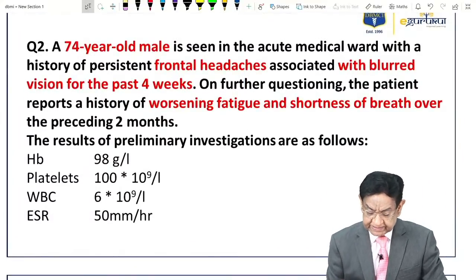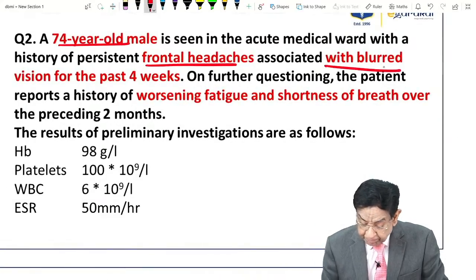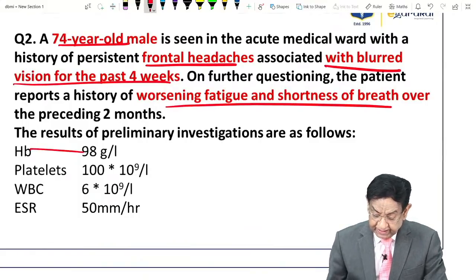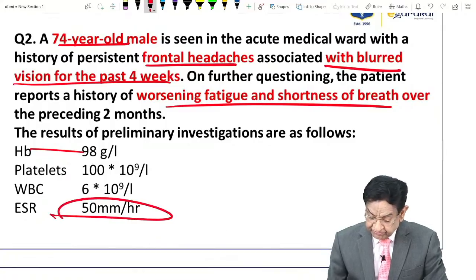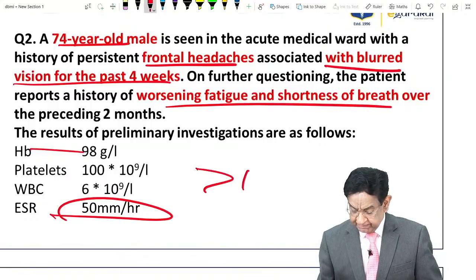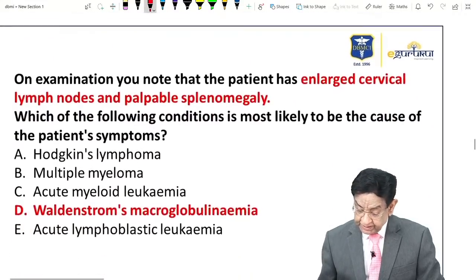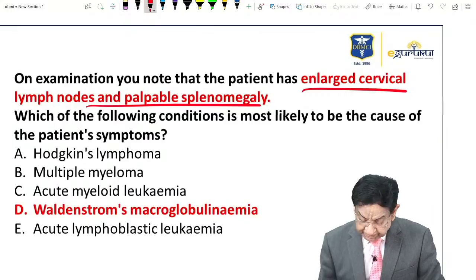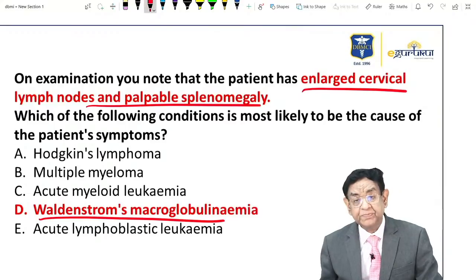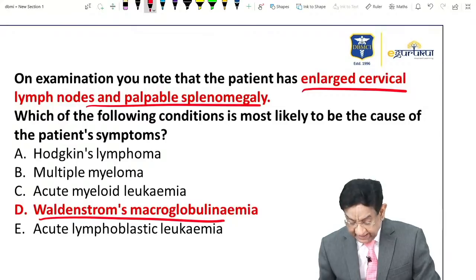Question 2, we are getting a 74-year-old male, frontal headache, blurred vision for the last 4 weeks, worsening fatigue, shortness of breath, anemia is there, ESR is 50, not very high. In multiple myeloma, the ESR may be as high as more than 100 also. Enlarged lymph node, spleen, likely diagnosis, Waldenstrom. Looks a little easy, but let us see the analysis.